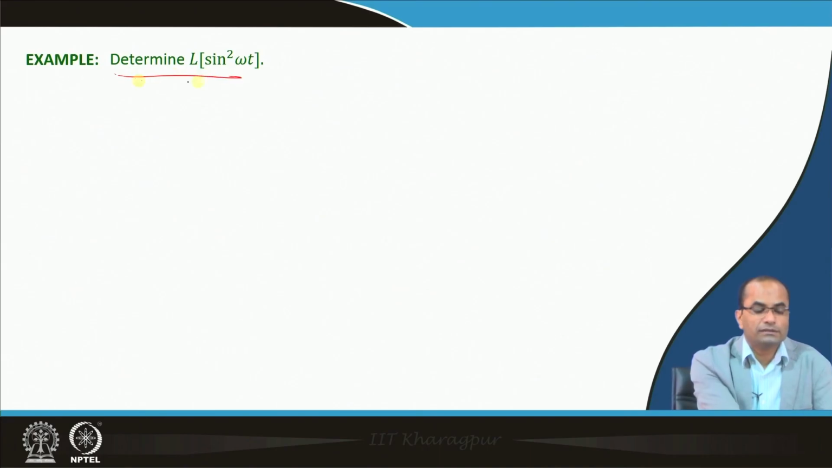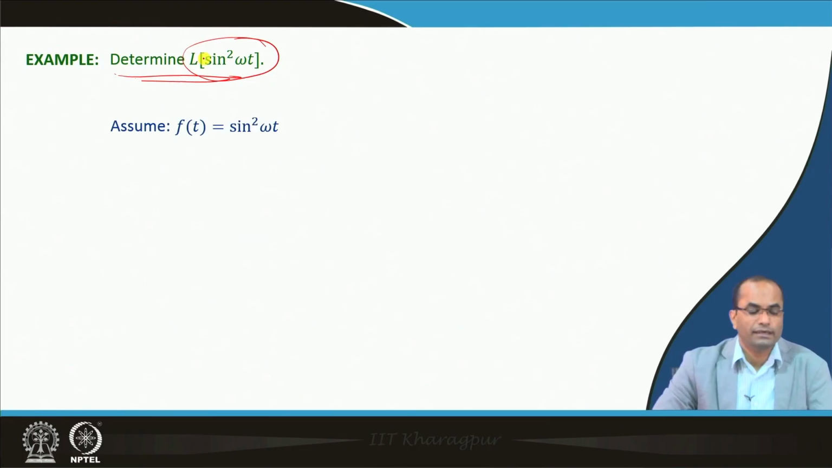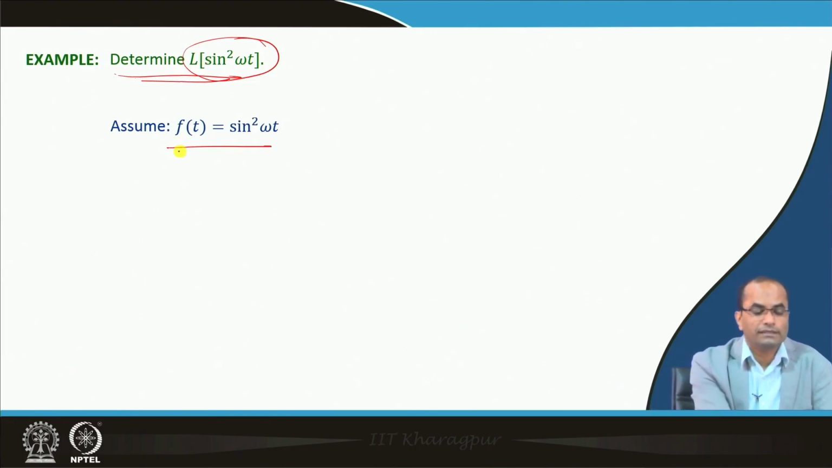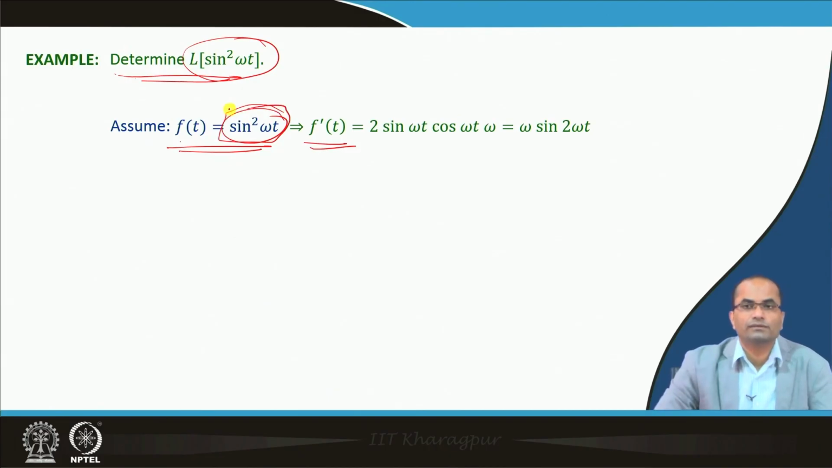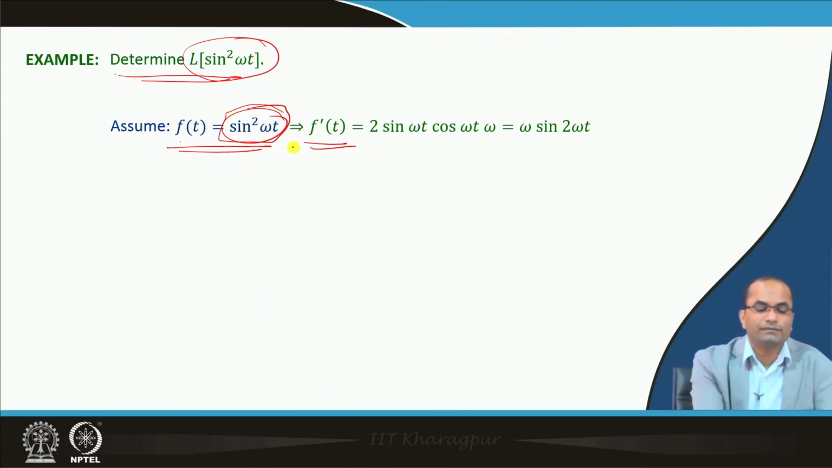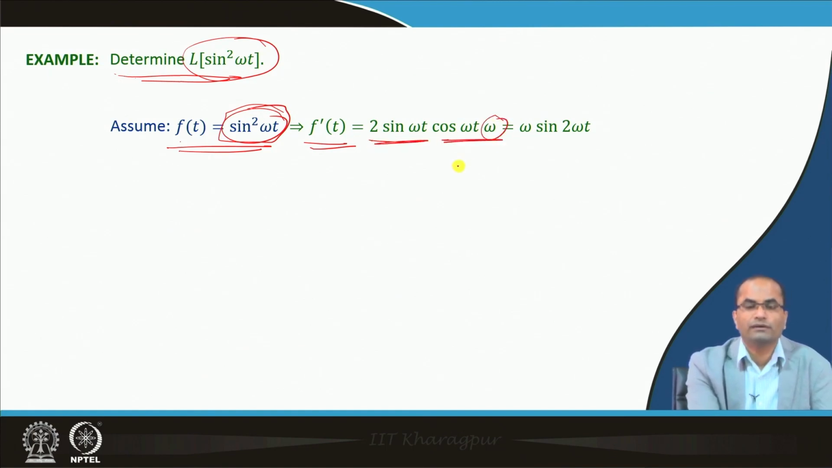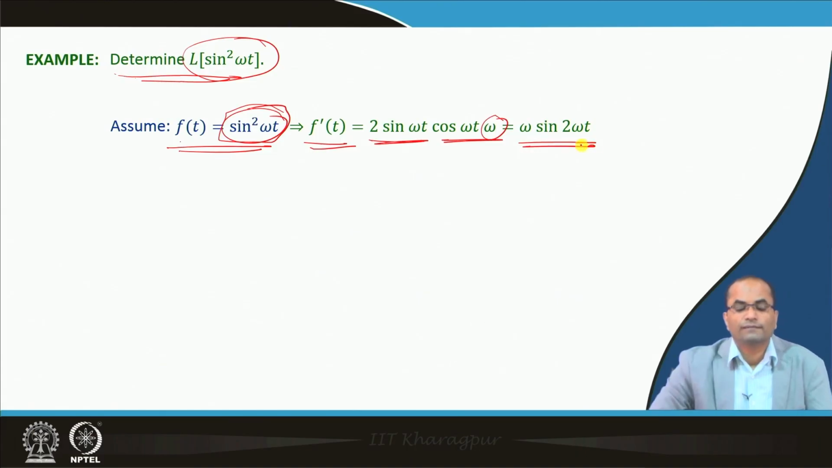Now, some applications. If you want to find, for example, the Laplace transform of sine square omega t, we will naturally want to use this derivative theorem. Let us take f t as sine square t, and take its derivative. Directly we do not know the Laplace transform of sine square t, but if we take the derivative, we get 2 sin omega t cos omega t times this omega factor, which is omega times sin 2 omega t. And for sin a t, we know the Laplace transform.